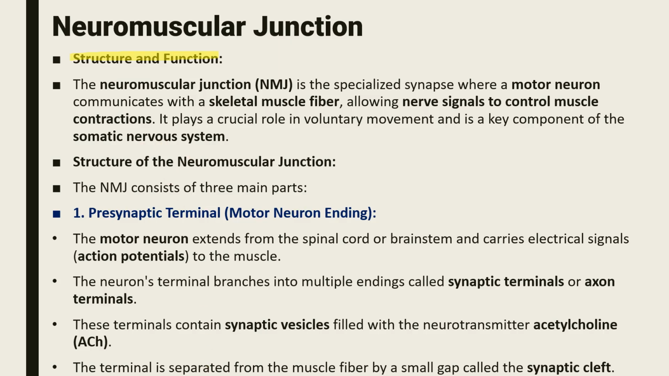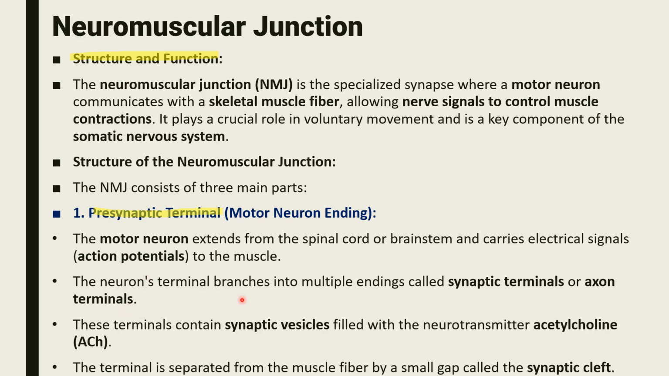Structure of the neuromuscular junction. The neuromuscular junction consists of three main parts. Number one is the presynaptic terminal. The motor neuron extends from the spinal cord or brain and carries an electrical signal, the action potential, to the muscle.